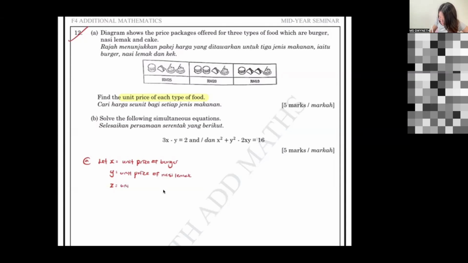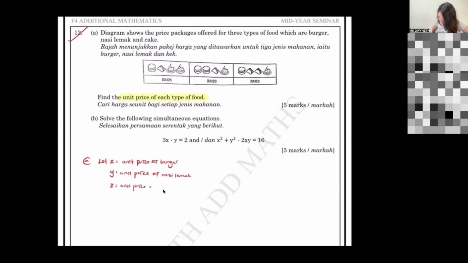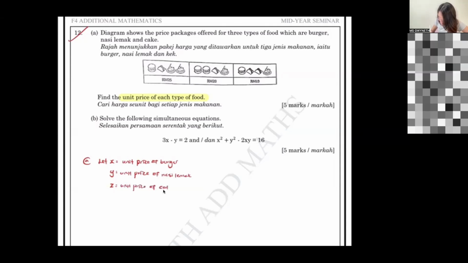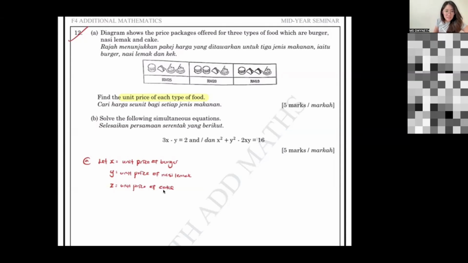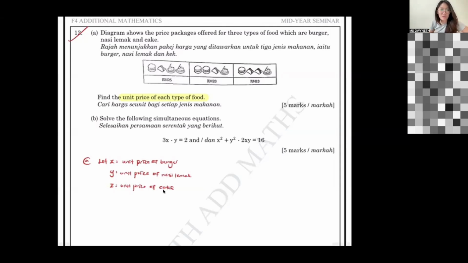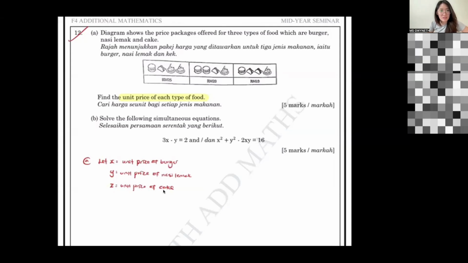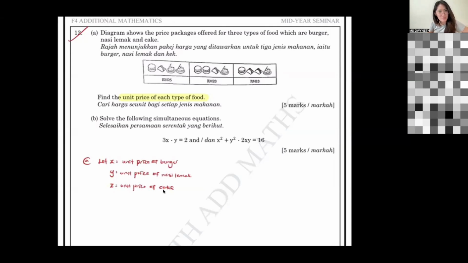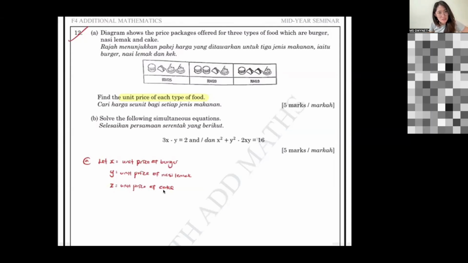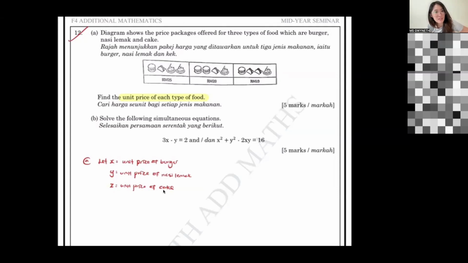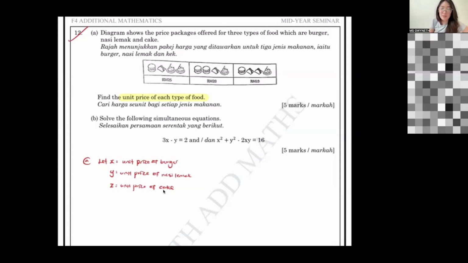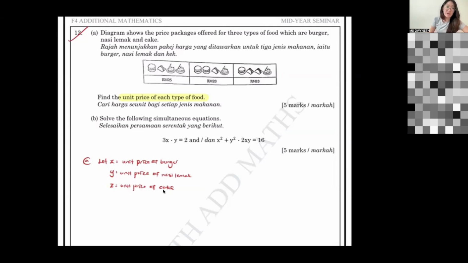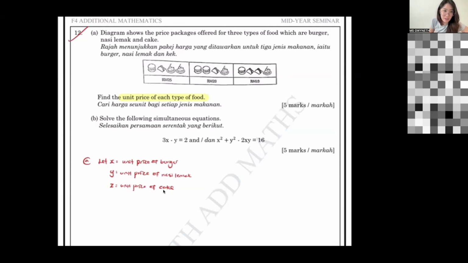And the last one, unit price of cake. Now, you don't write burger, you don't write nasi lemak, you don't write cake only. You have to tell them what you are talking about. The size of the burger, the flavor of the burger, the color of the nasi lemak, flavor of the cake. It can mean a lot of things. So you need to write out in detail what it means.